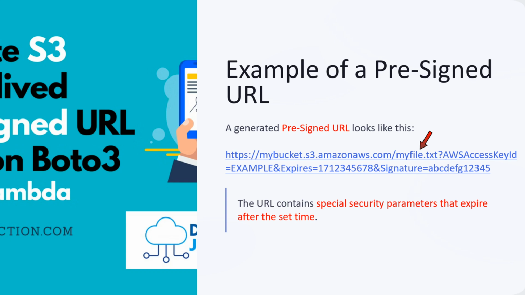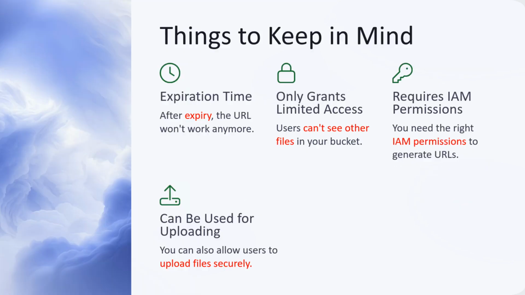Here you can see an example of a pre-signed URL. The URL contains special security parameters that expire after the set time. After expiry, the URL won't work anymore. Users cannot see other files in your bucket. You need the right IAM permission to generate URLs. You can also allow users to upload files securely.